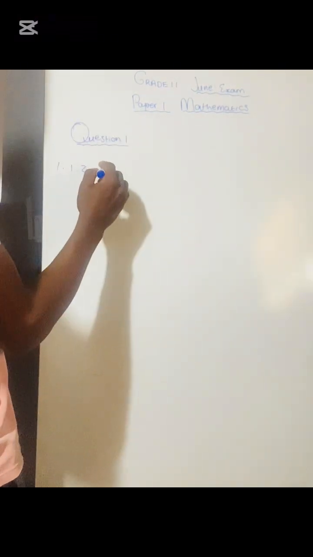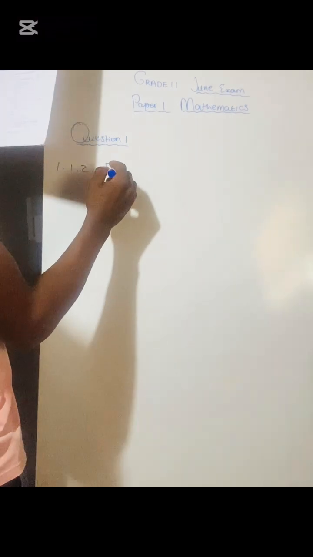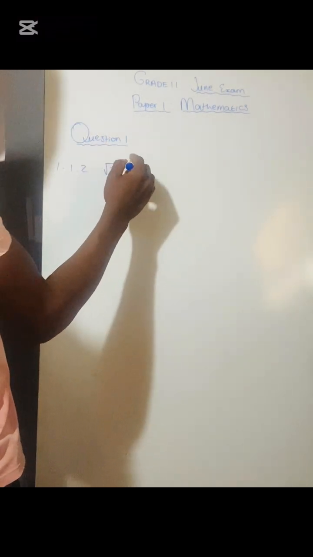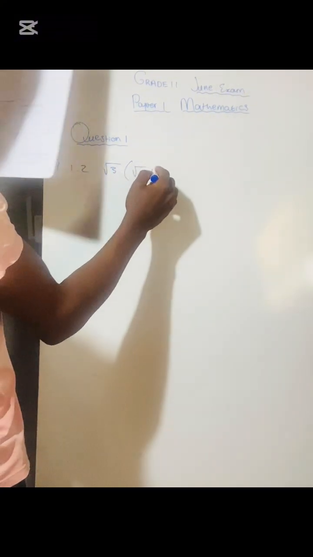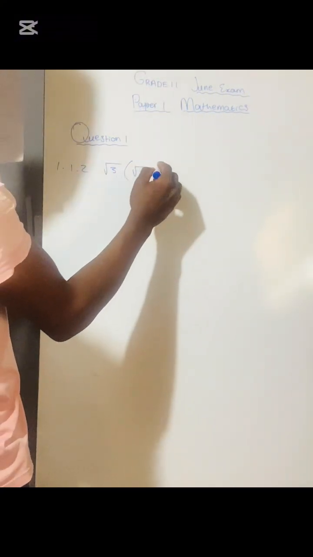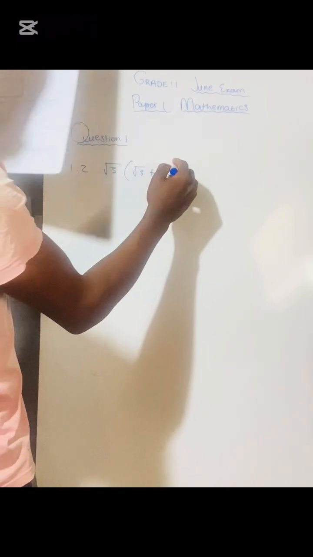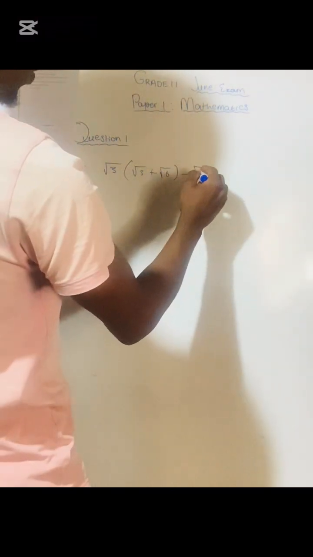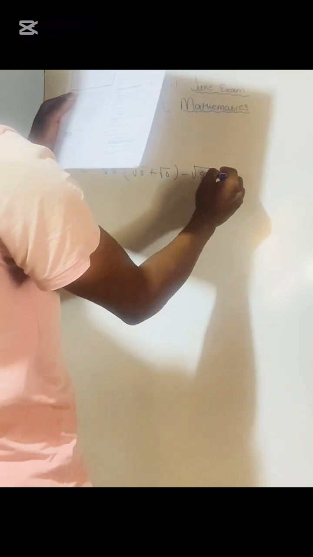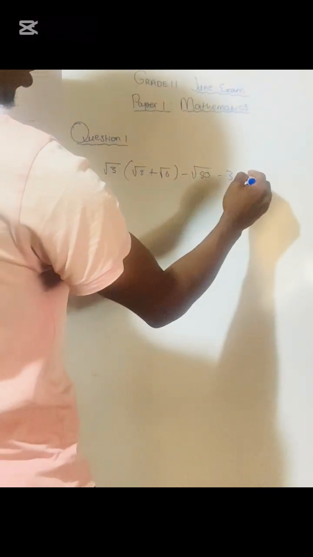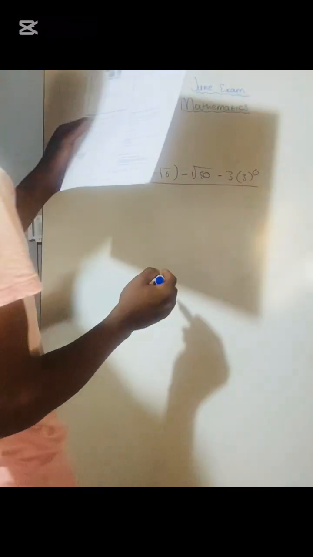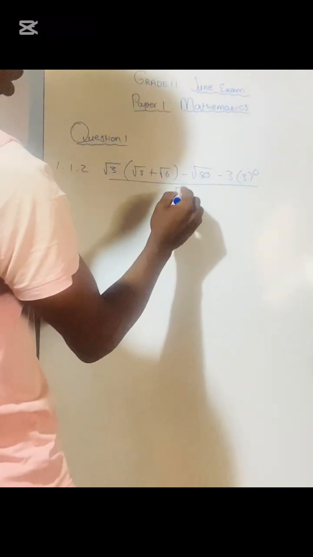1.1.2. Remember, you are told without using the calculator. So this is 3 square root of 3 open bracket 3 plus square root of 6, then plus bracket minus square root of 15, minus 3 open bracket 3 to the power of 0, divided by square root of 8. So now this is the question that we have.